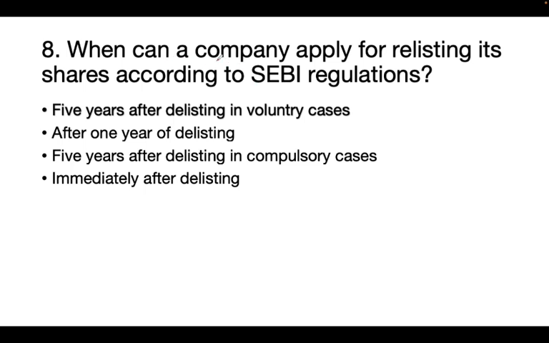Next question. When can a company apply for relisting its shares according to SEBI regulations? Options are 5 years after delisting in voluntary cases, after 1 year of delisting, 5 years after delisting in compulsory cases, immediately after delisting. The correct answer is 5 years after delisting in voluntary cases.